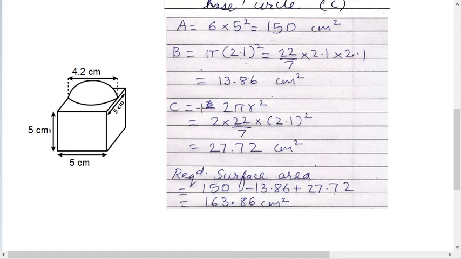For this you will need practice and you will have to solve it yourself. We have a separate question bank and solutions, you can follow that also. So 27.72. The required surface area is 150 minus 13.86 plus 27.72. So it is 163.86 cm square. That's the required answer.